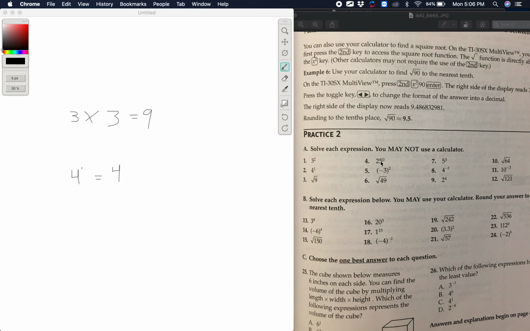Okay, so then we have 25 to the power of 0. Remember what we said, anything to the power of 0 is 1, not 25 itself. So the answer to number 4 would be 25.